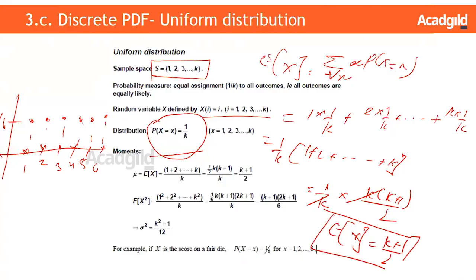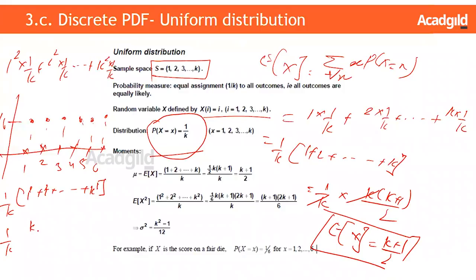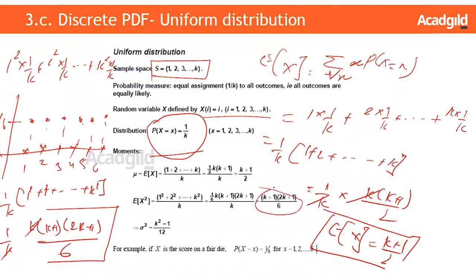How do we calculate the variance? To calculate the variance, we need to know the expected value of x square. How do we calculate that? So instead of 1 into 1 by k, I write it as 1 square into 1 by k plus 2 square into 1 by k dot dot dot plus k square into 1 by k. I take 1 by k out, so 1 square plus 2 square plus dot dot dot plus k square, and the formula for this is n into n plus 1 into 2n plus 1 by 6. So this becomes 1 by k into k into k plus 1 into 2k plus 1 divided by 6, k cancels. So expected value of x square is this quantity, k plus 1 into 2k plus 1 by 6.